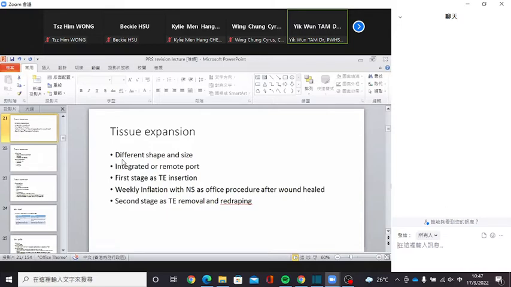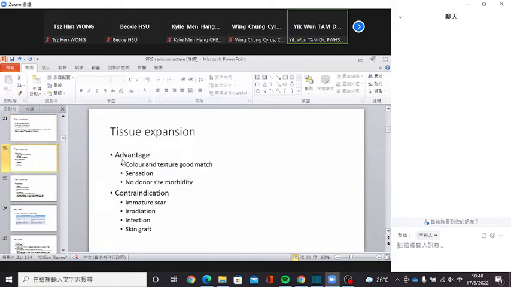So the procedure is performed as a stage operation, with the first stage being a tissue expander insertion in the subcutaneous layer, then weekly inflation. After the skin is expanded, at the second stage, the tissue expander is removed and the skin is rehydrated. The advantage of using tissue expansion is that it gives the best color and texture match because it's using the neighboring skin to cover the defect.